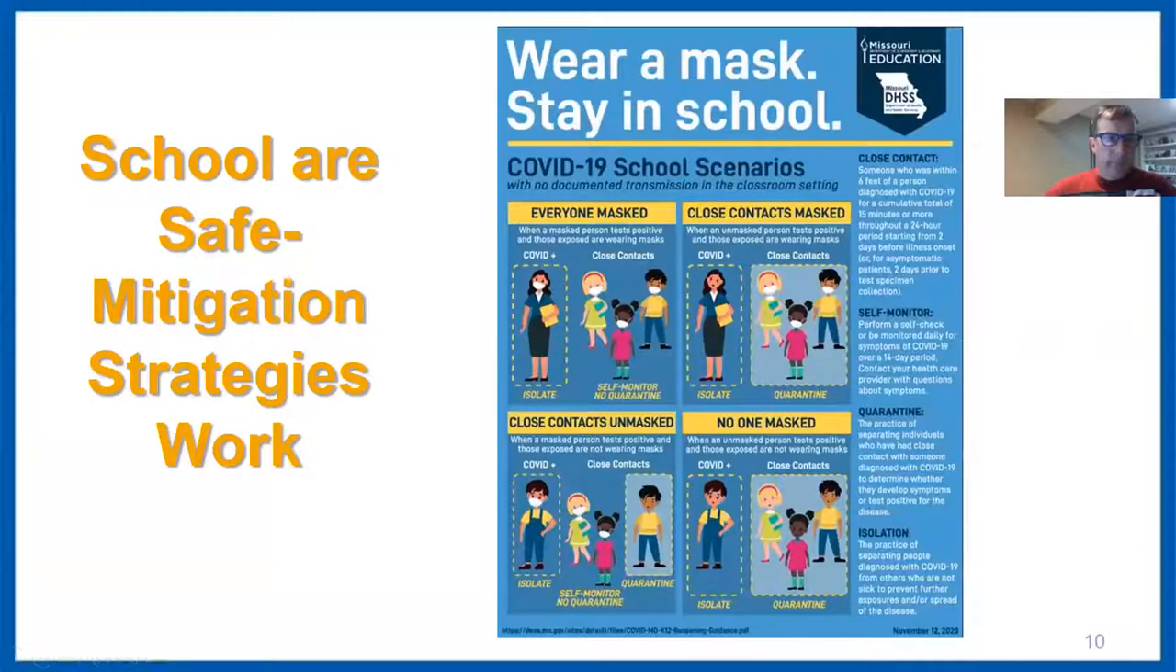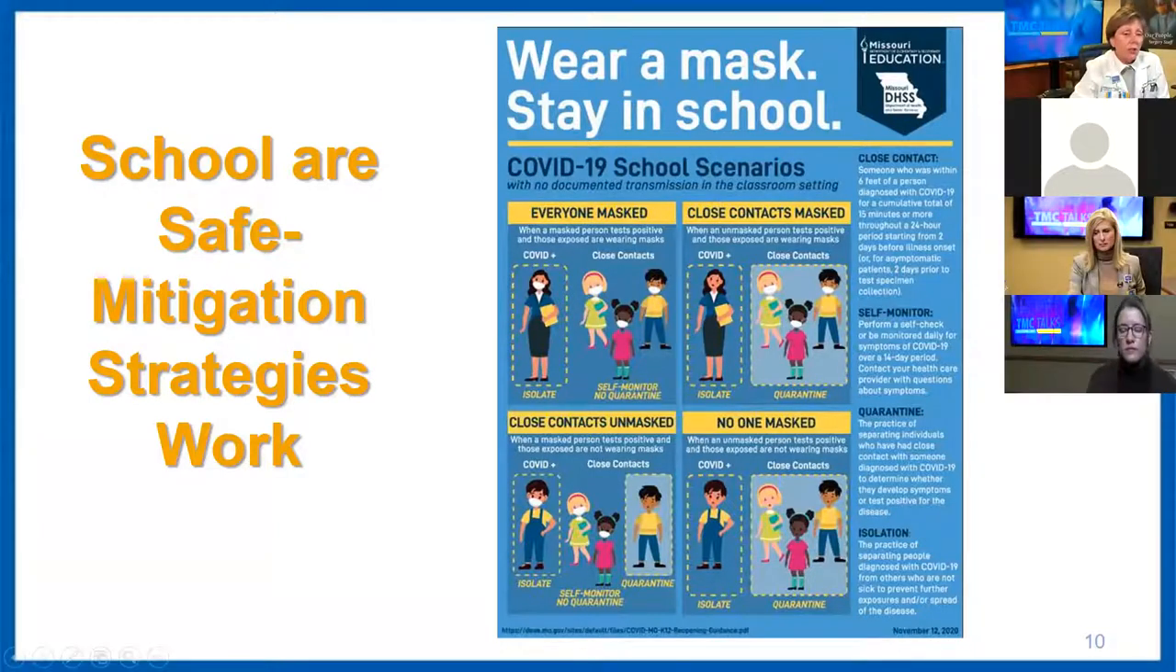So one piece of good news: schools are safe and masks work. The mitigation strategies that have just been announced by the governor's office and embraced by our public health authorities are how we can more effectively keep kids in school. Everyone masked, and if one person, say a teacher, becomes ill, isolating the teacher. But if all the kids are in masks, they are not quarantined, they are self-monitoring. In contrast, if a child is infected and close contacts are around that child, again, no quarantine if masked. If the child is unmasked and close contacts are unmasked, isolating the sick patient and quarantining the rest of the class is what happens. Next slide.